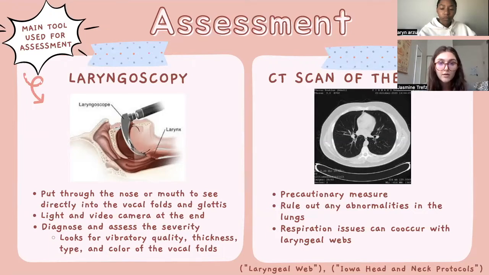vibratory quality of the vocal folds, which can give us a sense for how thick the web is, the type of airway obstruction, and the color of the vocal folds. These can all be signifying factors of what treatment is appropriate for the patient. And in some cases, it may also be necessary to perform a CT scan of the chest to look for any airway abnormalities that may co-occur with the symptoms of laryngeal webbing. But laryngoscopies are the main tool used for diagnosis and assessment.